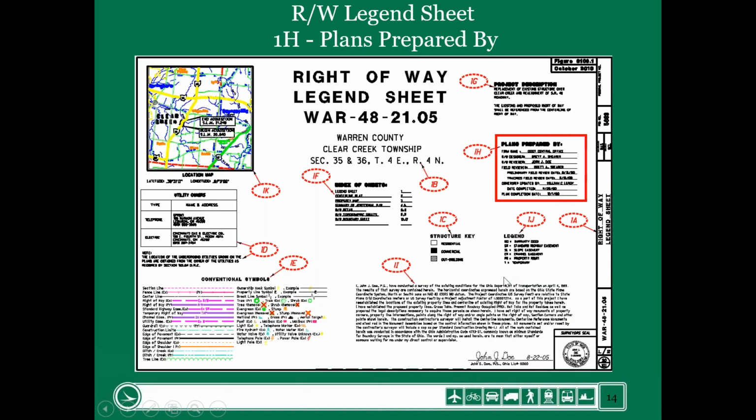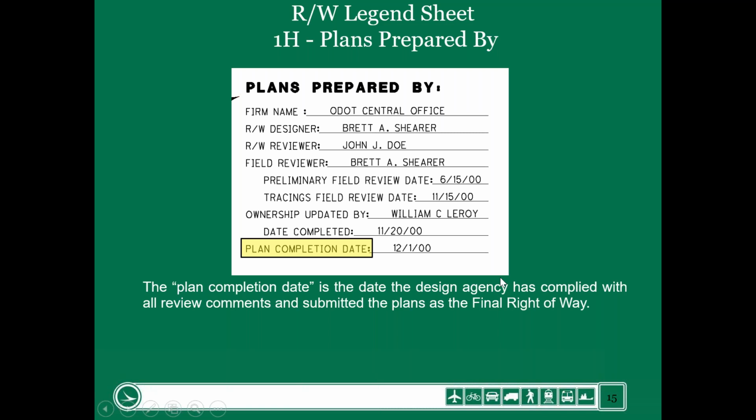Then we also have on the legend sheet a paragraph that talks about who prepared the plans, who the designer was, who the reviewer was, who did a field review, when that field review was done, and then an ownership update. But what is most important is this plan completion date. We'll talk more about this when we get to the summary of additional right-of-way sheet and the revision block.